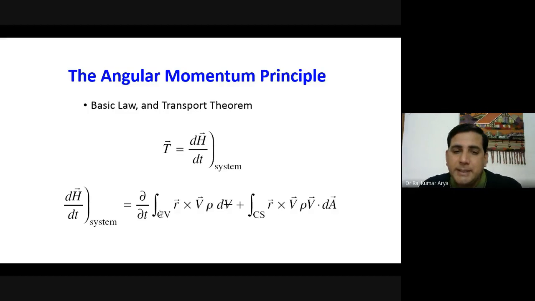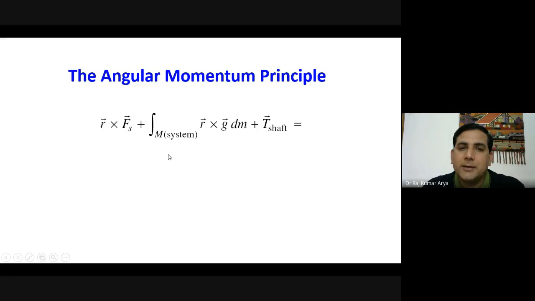So here this eta term is R cross V and the rest of the part is the same. Now this total torque can come by how many ways? One is by surface force. So surface force would also give the torque, which will try to rotate it.